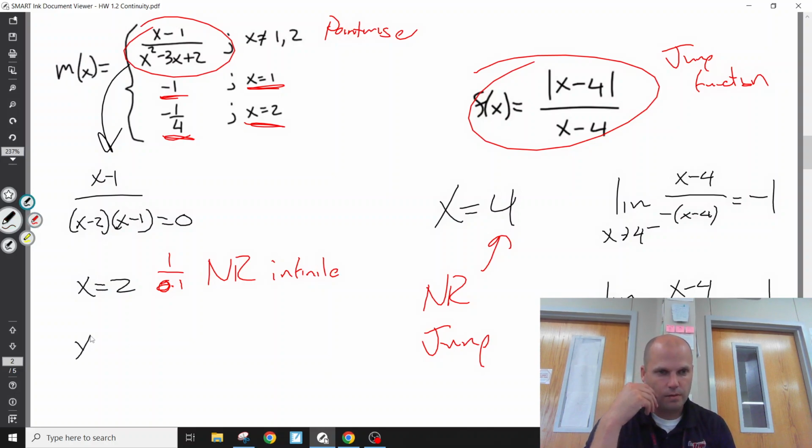If I plugged in 1, I would get 0 over negative 1 times 0. Now, the zeros, think about canceling the zeros, and what are you left with? 1 over negative 1. So that means we are removable, and the location is 1 comma negative 1.